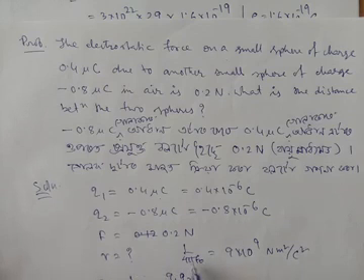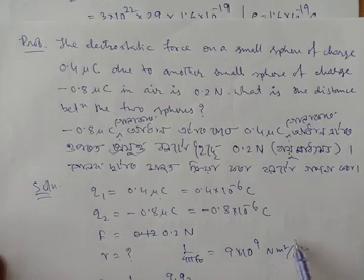So you know the value 1 by 4 pi epsilon is equal to 9 into 10 to the power 9 Newton meter square per coulomb square. Always write this value with the units. If you just put the value 9 into 10 to the power 9, then your answer is not complete. You must know the units.